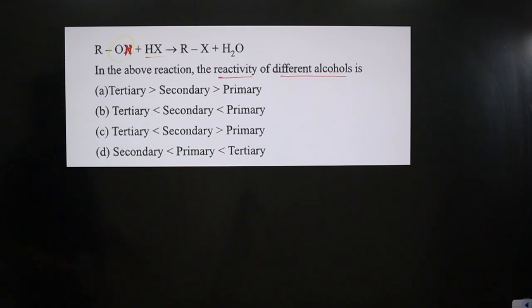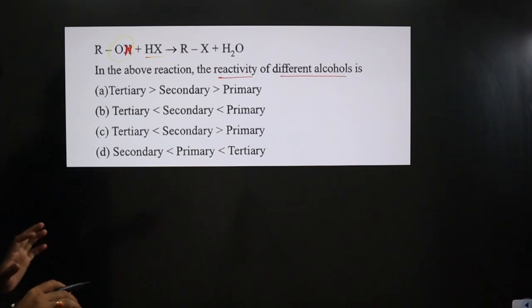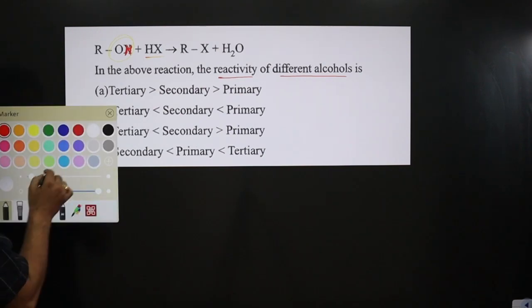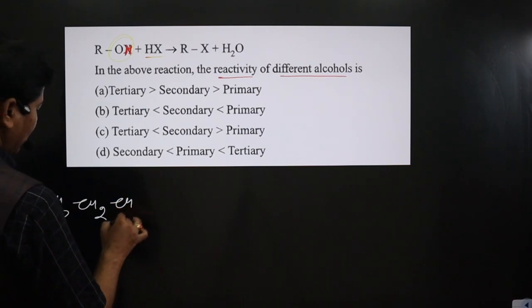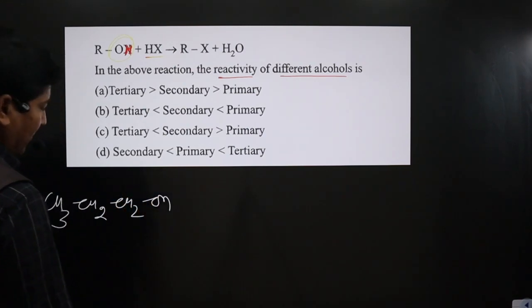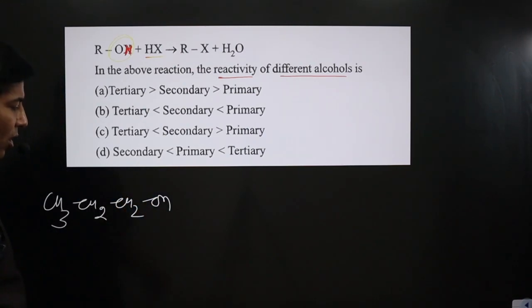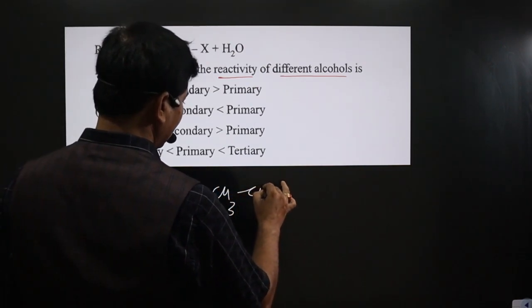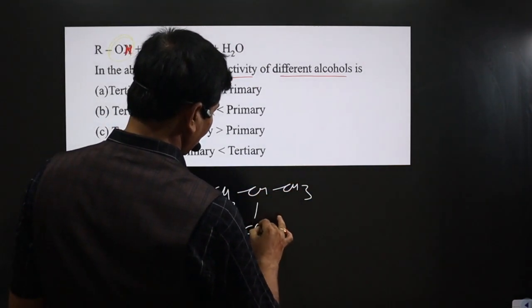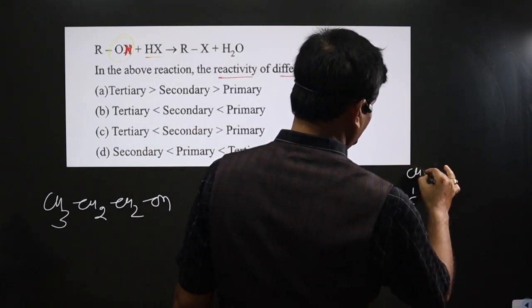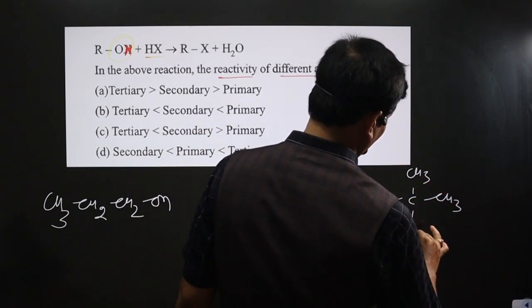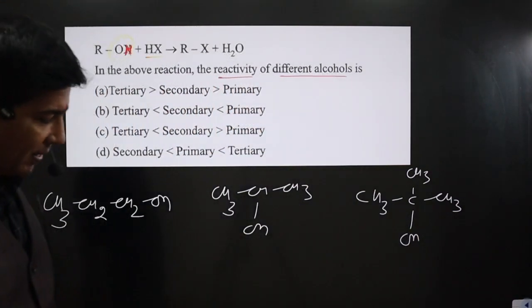And if we talk about primary, secondary and tertiary alcohol, let me write the examples. Let's say we have a primary alcohol: CH3, CH2, CH2 and OH. Then secondary alcohol: CH3, CH, CH3 and OH. Next we have tertiary alcohol: CH3, then CH3 here, and then OH. This is tertiary alcohol.